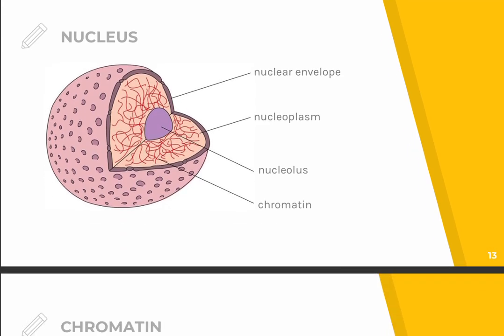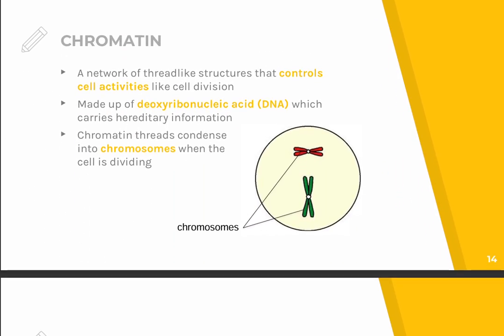So let's move forward. What basically is chromatin? Chromatin is the genetic material of a cell. It is a network of thread-like structures that controls the cell activity, like cell division. So whatever is going to happen inside the cell is controlled by the chromatin.